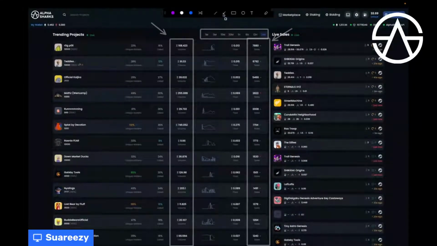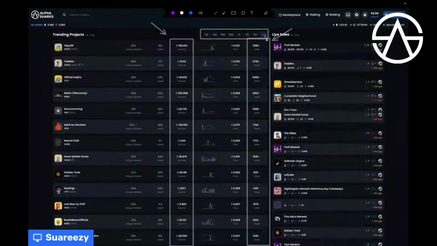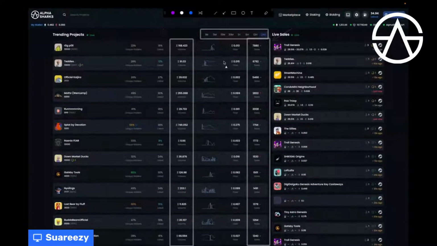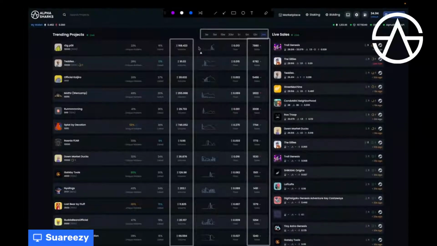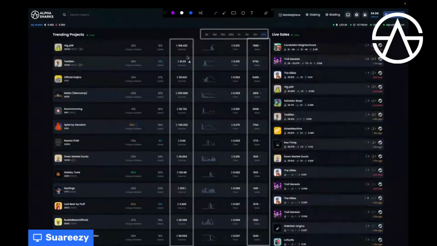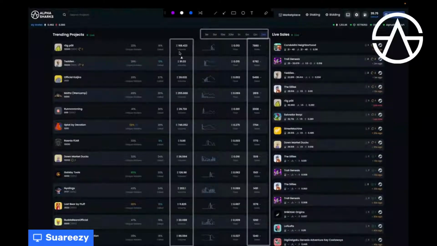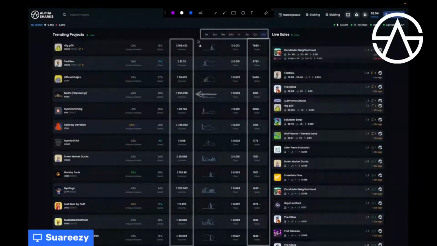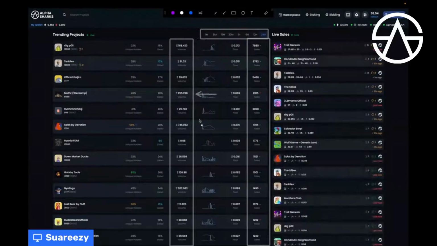So let's jump into what has the most volume on the 24-hour time frame. If we start off with the first project, Rug Pool, 168 ETH traded, we can see that's quite a bit more than Teddy's that we have right beneath that, and quite a bit more than the one right beneath that as well. Then we have Moths coming in here with 255 ETH traded. We can see that's more than Rug Pool itself.